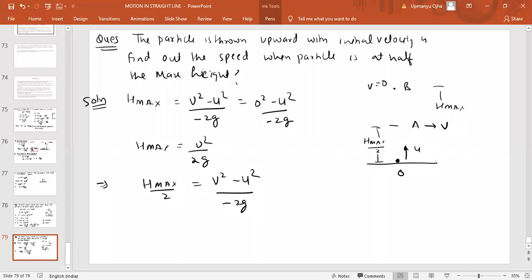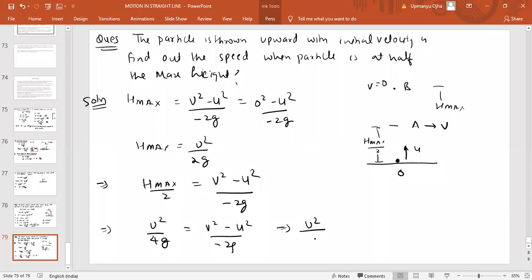Minus 2g. So can we write here as what? H max equal to u square by 2g. So put the value here, you'll get u square by 4g. That must be equal to v square minus u square by minus 2g. H max by 2, correct now? H max is u square by 2g. Correct. So what we have to find? Velocity we have to find. So can we write this as what?